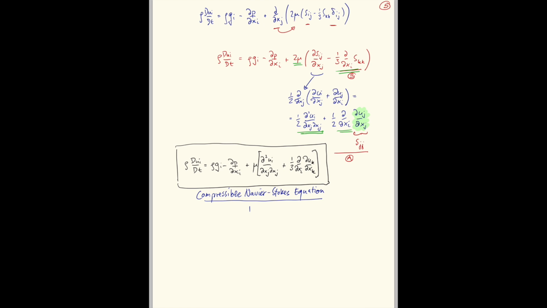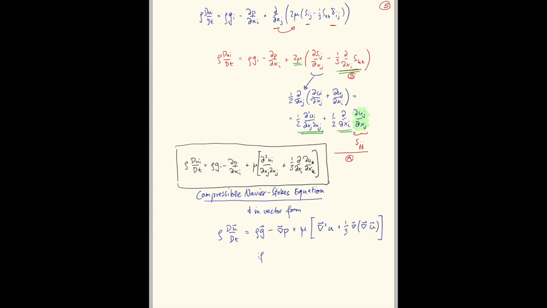And let's write it in vector form. Rho du dt equals rho g minus gradient of P plus mu times del squared u plus a third gradient of the divergence of the velocity.